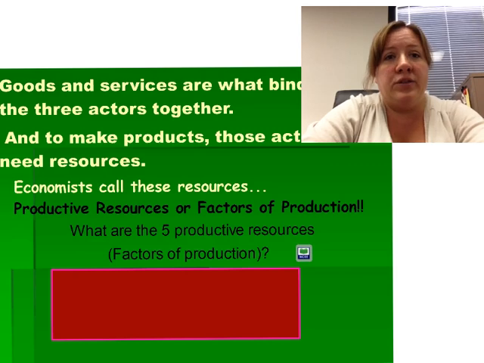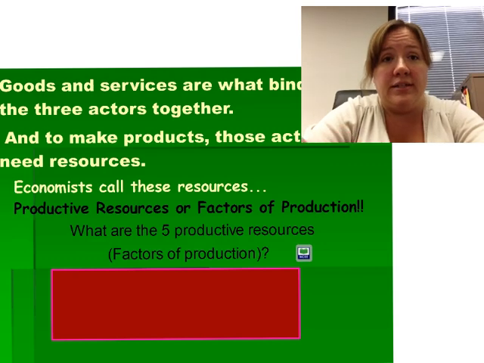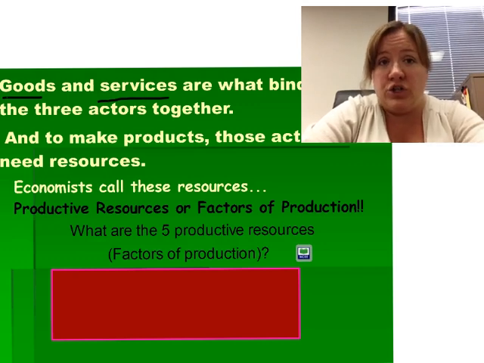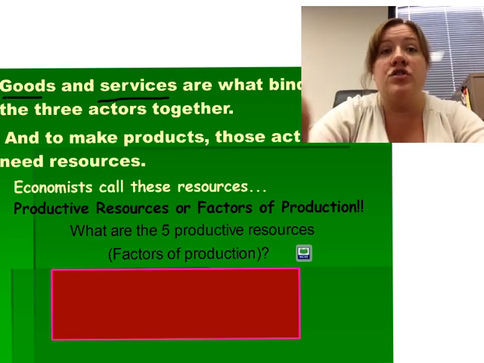Okay, so as we look at the consumer, the producer, and the government, we will look at what binds them together, which are products. And products are made in two different ways. It can be goods or services, and again, those are key vocabulary words that you need to make sure you know the definition of. It will be on your vocabulary quiz. And so goods and services are what we call products, and products are made out of stuff.